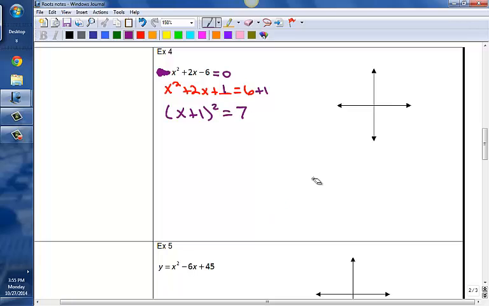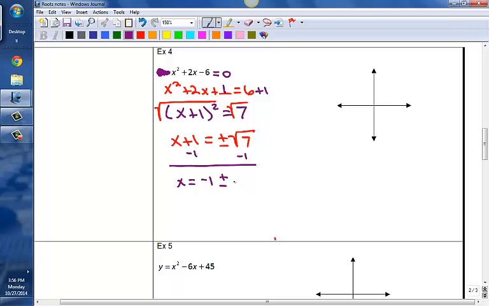So now I'm going to square root both sides. That leaves me with, oops, square root up here. Square root both sides, and I'm left with x plus 1 and both versions of the square root of 7. Move the 1 over, and I get x equals negative 1 plus the square root of 7 and minus the square root of 7.